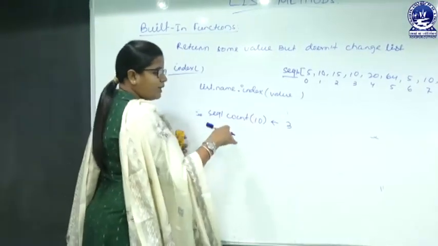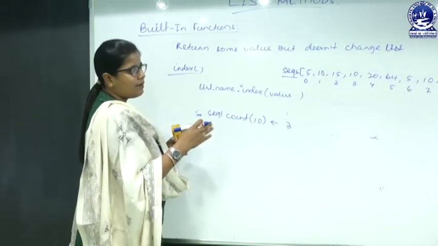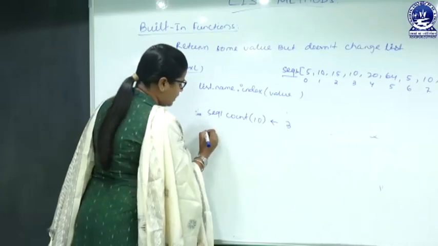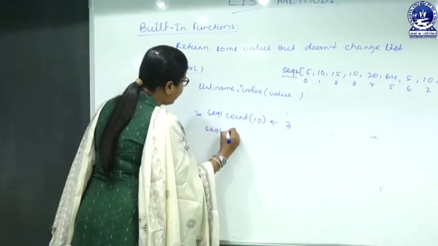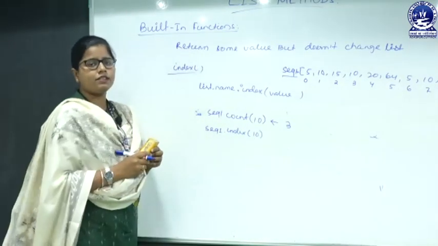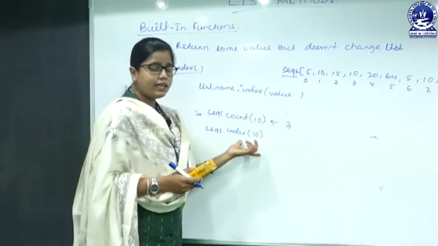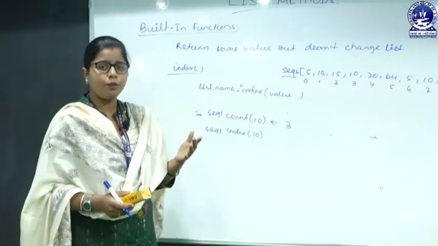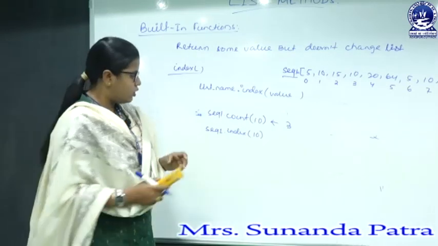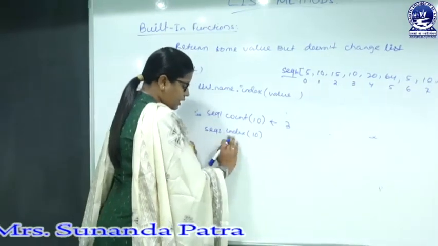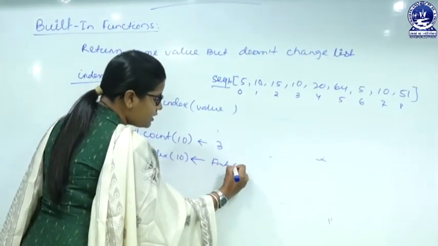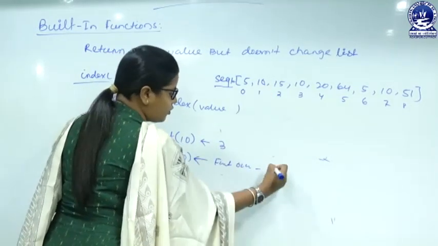After getting that 10 occurred 3 times in sequence 1, I will go for searching the index value of 10. For that I will use the index function. Here also I am passing the parameter 10. This will return the first occurrence. Suppose I want to print the third occurrence of 10. What is the third index value? If I use sequence 1 dot index 10, it will return the first occurrence, that is 1.